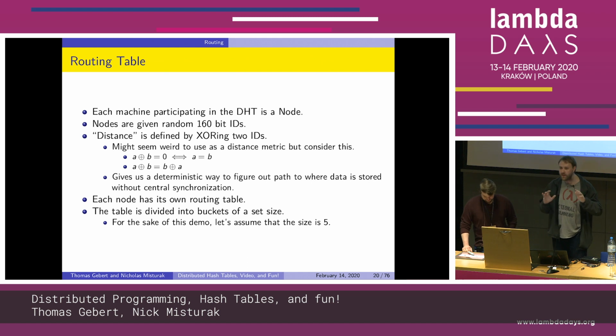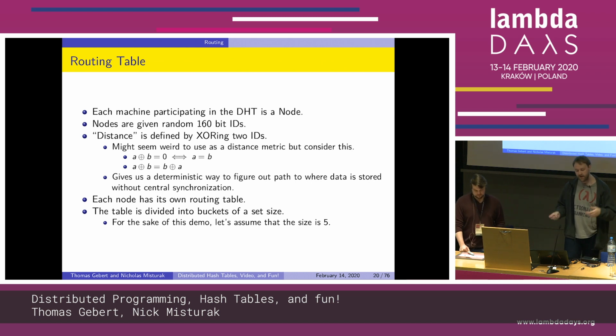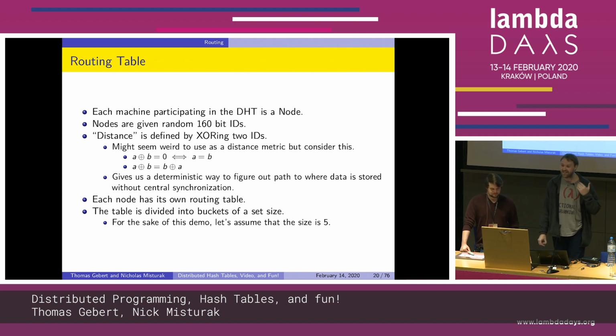And distance has nothing to do with geography or Euclid or anything like that. The distance is defined by taking two IDs and XORing them together. That gives you a number back, and smaller numbers mean closer, and bigger numbers mean farther away. When I first learned this it seemed really dumb, but it actually is not, because A, XORing is really cheap, and B, it's a deterministic way of calculating distance that doesn't require any other knowledge of the outside world.